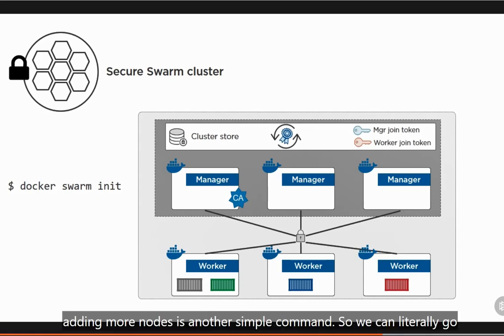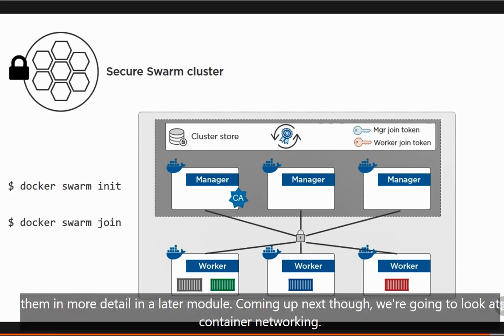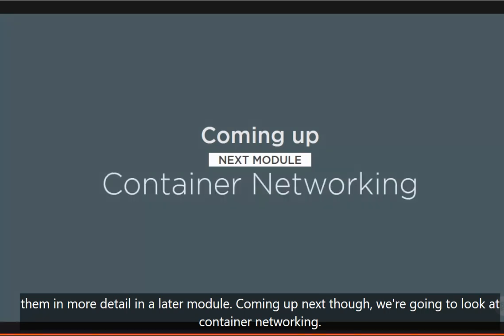Well, adding more nodes is another simple command. So we can literally go from 0 to secure cluster in way less than 60 seconds. Then once we've got the cluster, we're ready to rock and roll with app deployments. In that space, we can go with native Swarm or Kubernetes, and we'll talk about them in more detail in a later module. Coming up next though, we're going to look at container networking.